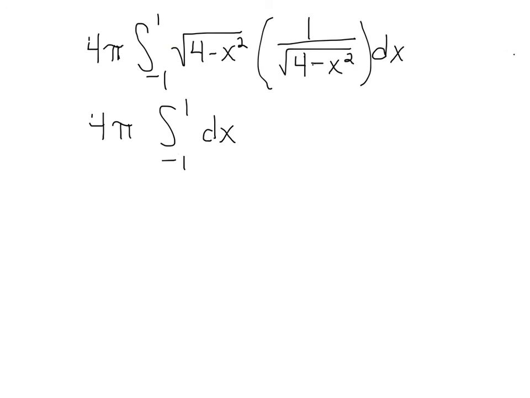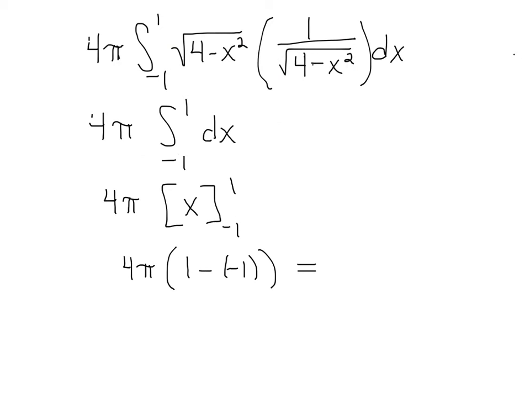So this is just equal to 4 pi. The antiderivative of 1 is just x, evaluating from -1 to 1. That's equal to 4 pi times 1 minus -1, and this gives us 8 pi. And that's it. Now you should work through some more examples. That concludes area of a surface of revolution.